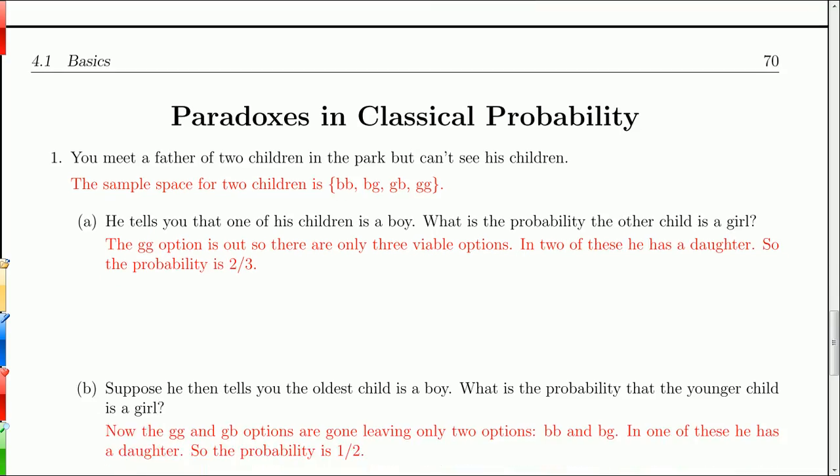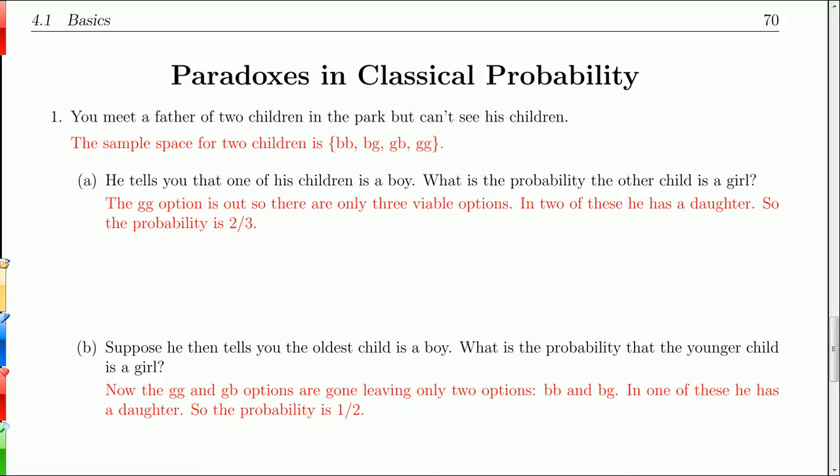We'll do these paradoxes. They're kind of fun. They aren't completely necessary. It just shows you how probabilities can get a little tricky. So here's the idea. You meet a father of 2 children. Or this is the first one. There's actually 2 here, right? You meet a father of 2 children in the park, but you can't see his children. You don't know whose kids are his. And he tells you that one of his children is a boy. What is the probability the other child is a girl? Right? And what you'd think is, there's this other child. It's either a boy or girl, so you'd sort of guess 50-50.